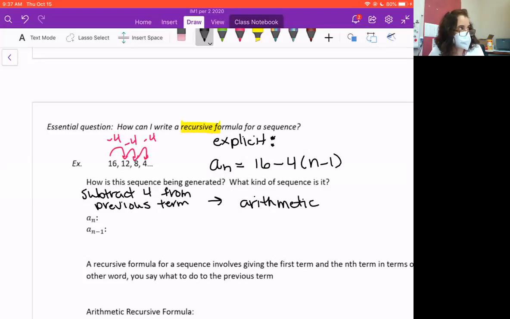So in other words, if I take this sequence and I say, I want to find the 100th term, you put 100 in there and you get 99. And then you do 16 minus 4 times 99. Okay. So you can use an explicit formula to find any value n. Okay. So any term.